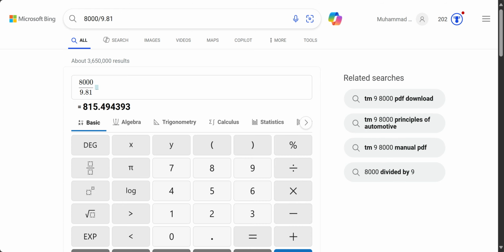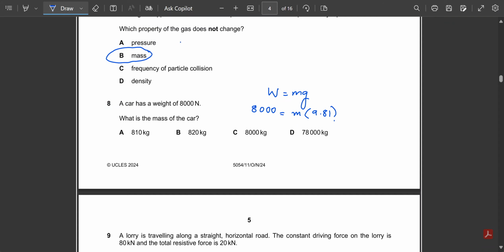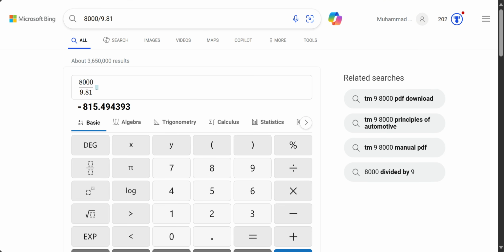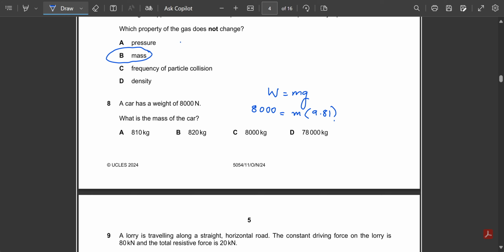So that is 815. So we'll take 820 because we can round it to 820.